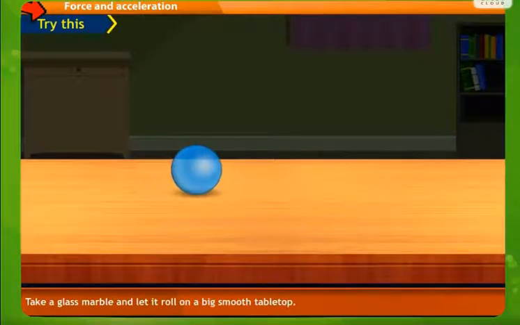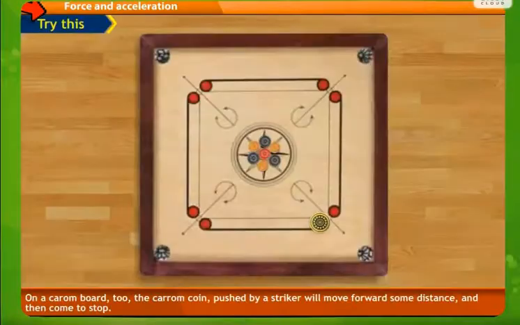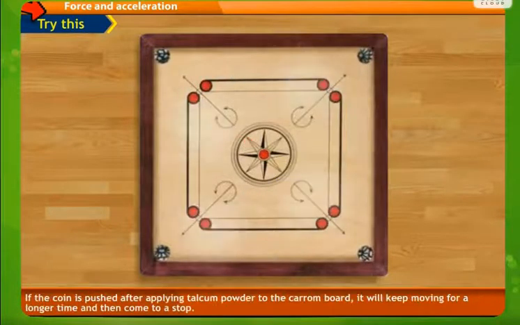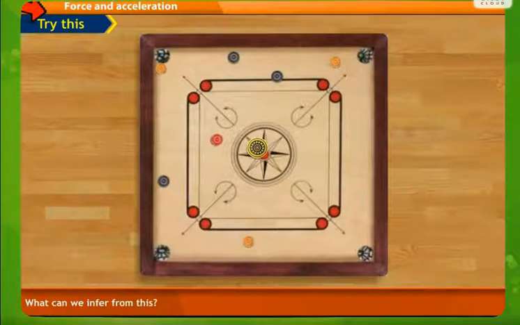An example: take a glass marble and let it roll on a big smooth table. After some time, its velocity will decrease and it will stop. On a carom board too, the carom coin pushed by the striker will move forward some distance and then come to a stop. If a coin is pushed after applying talcum powder to the carom board, it will keep moving for a longer time and then come to a stop.